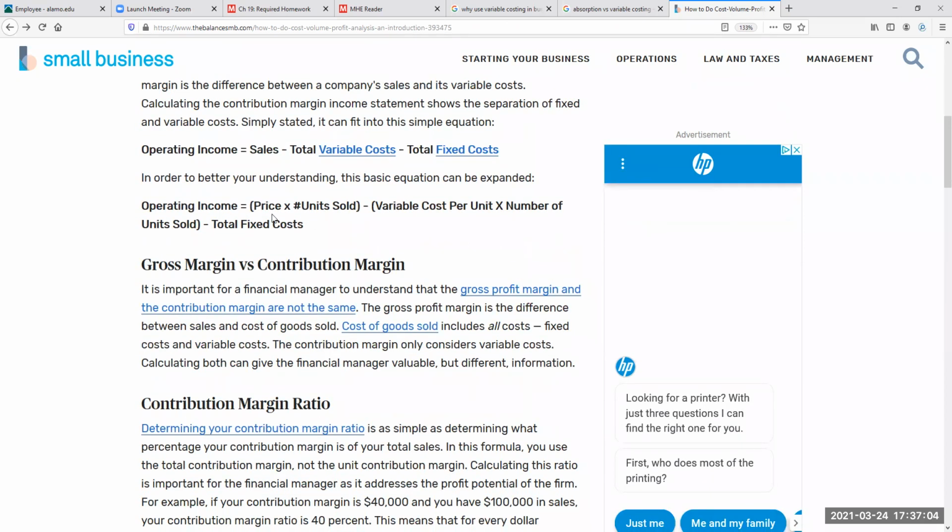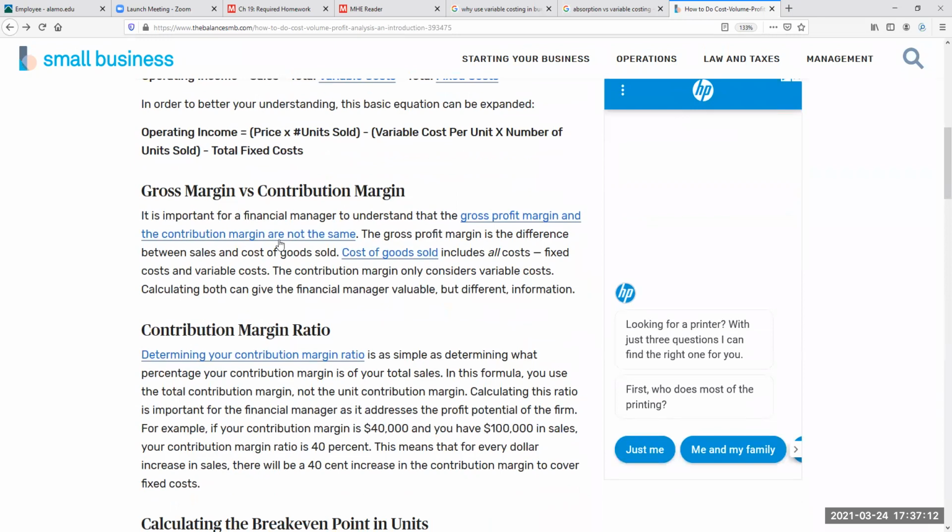Now your operating income equals price times units sold minus the variable cost times the number sold minus the fixed. So gross margin and contribution margin are not the same. Gross margin, sales minus cost of goods, is not the same thing as sales minus variable cost. When we took the pizza, sales, $15, minus our cost of our cheese and our tomato sauce and the pie crust, $5, is 10. That does not include all those other fixed costs. Doesn't include the rent, doesn't include the insurance.